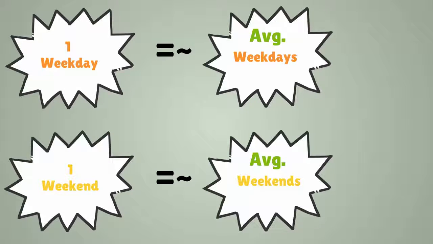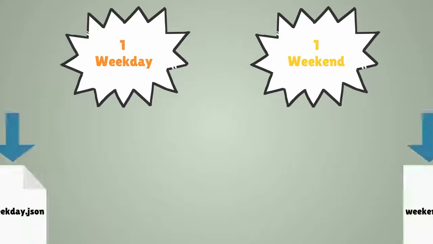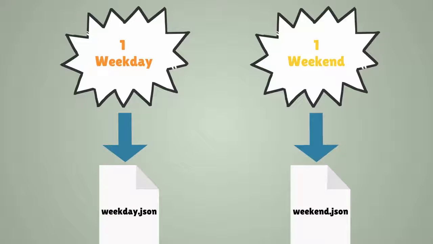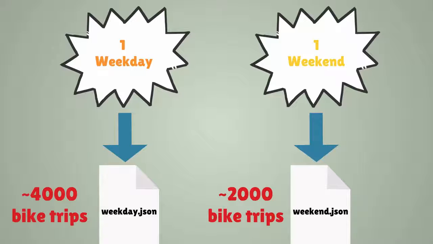The weekday and weekend days that were close to the behavior of the annual average were both in the month of October. We next extracted all the trip data needed for those 2 days out of the raw 1.2 million trip entries. We constructed 2 JSON files to be used in the simulation, one for the weekday and one for the weekend. The weekday data consisted of around 4,000 bike trips, while the weekend data was around 2,000 bike trips.